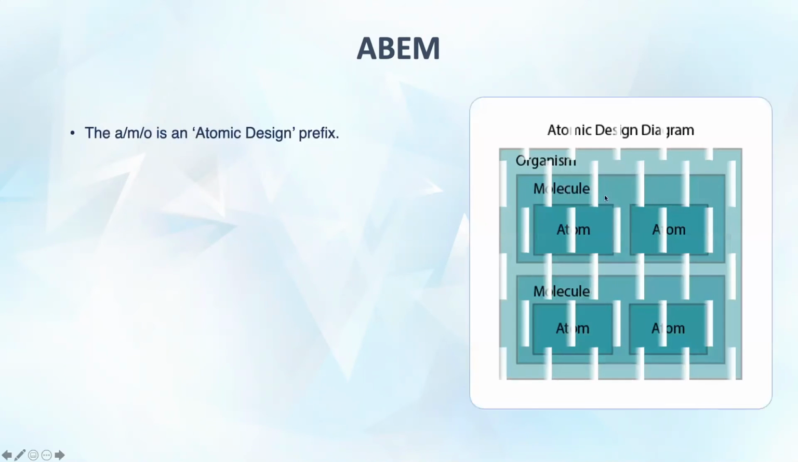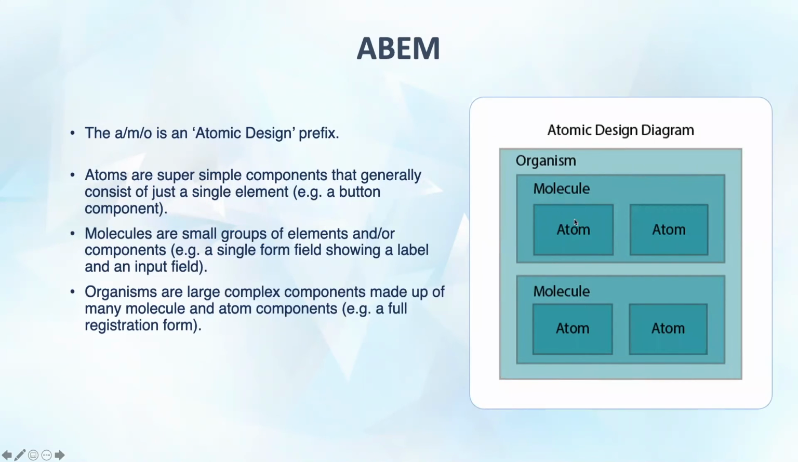As you can see in the image, the atoms are super simple components that normally consist of just a single element. Some examples are button, input, anchor tag, list item, etc. Then the molecules. The molecules are small groups of elements or components, for example, a single form field showing a label and an input field. So we can group a few atoms together to make a molecule. And the organisms are large, complex components made up of many molecules and atom components. An example for that is a full registration form.